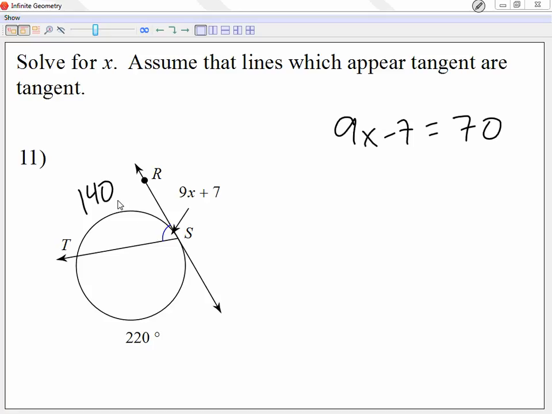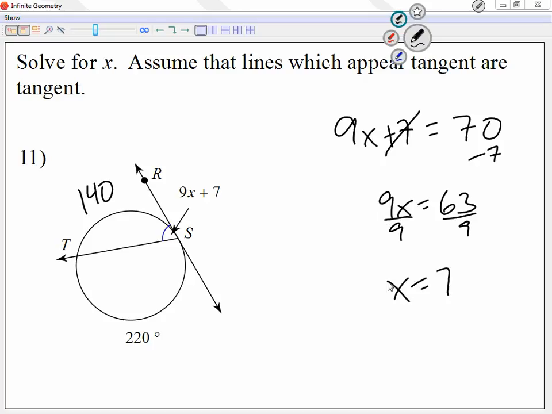Oh yeah, I meant plus 7. Thank you. So the angle is 70, but the angle is also 9x plus 7, so that's why I'm letting them equal each other. From here, I'm going to subtract 7. I get 9x equals 63, divide by 9, x equals 7.